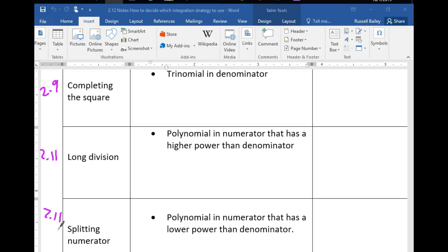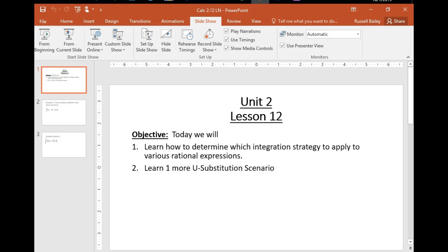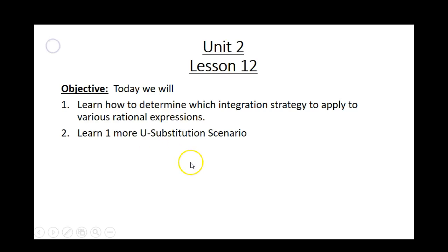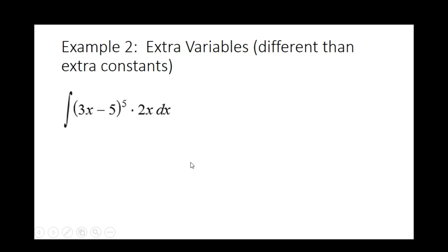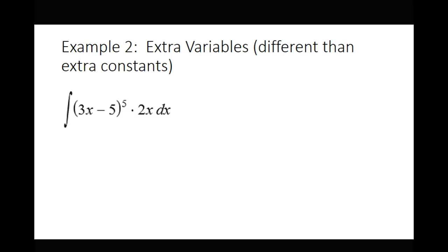So there you guys have it. We have one more thing I want to throw at you. Something I've been putting off because we just haven't had a lot of time to get to it, but now we do. Go ahead and write down example 2. Notice the title here. I would encourage you to write it. It's called extra variables, which is different than having extra constants left over.